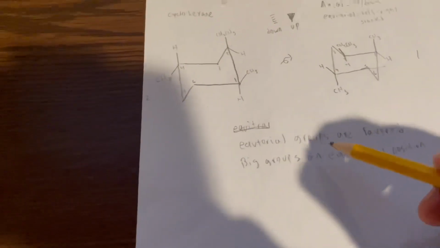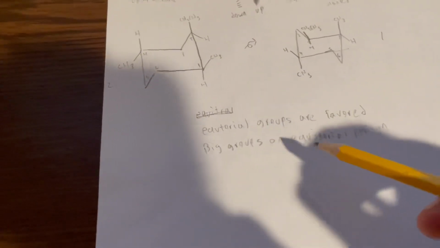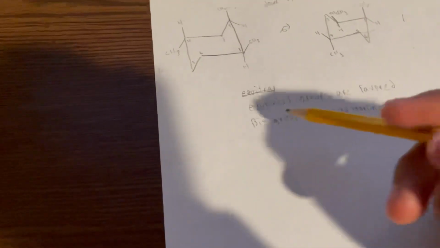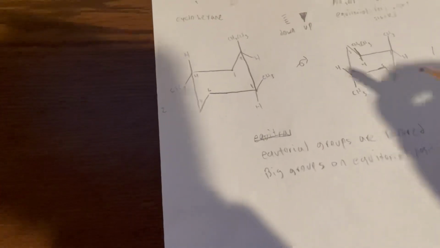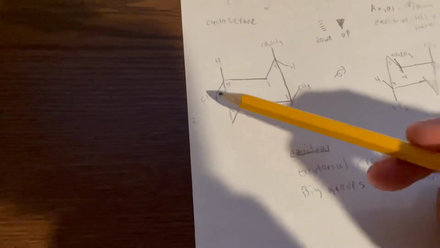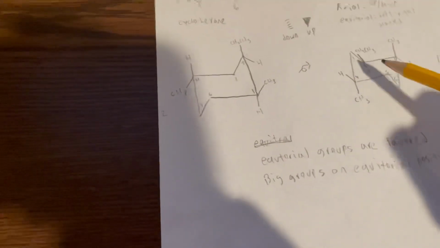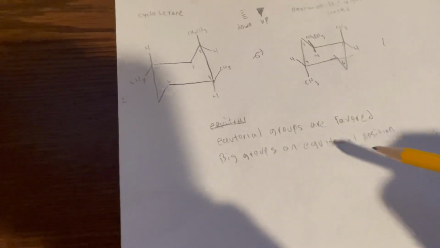All right. So since equatorial groups are favored and big groups on equatorial position are also favored over as many equatorial groups that there are, we're going to look that there is 1 equatorial over here, 2 equatorial groups. So we have 2. We have 1 equatorial group right here, which is this one, this big old group. And since the big groups on the equatorial position are favored, this is going to be the more stable. And that's our answer. Thank you.